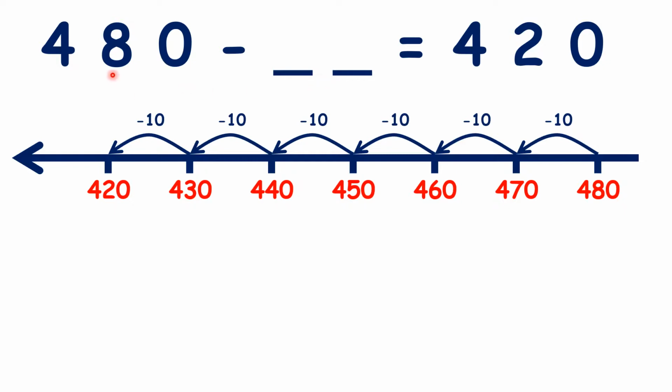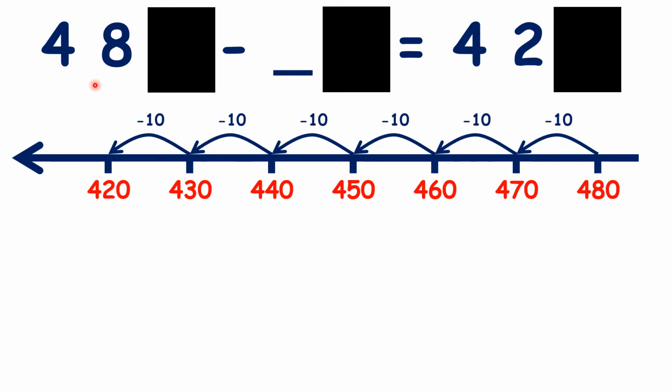Notice that 480 and 420 are both multiples of 10. We know that because they both end in zeros. They both have 0 in the unit's place value. Well, missing number problems with multiples of 10 are really just as easy as our usual missing number problems. So if we ignore our units, we have 48 minus something equals 42.